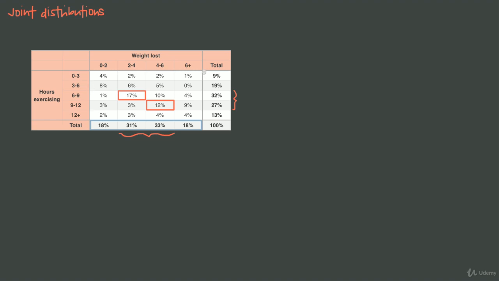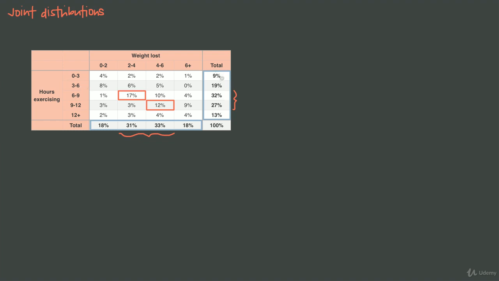In the same way, the marginal distribution for hours spent exercising is this over here. It's the total column, because this 9%, 19%, 32%, this area here gives us the distribution for hours spent exercising by totaling up each row. So we can say 9% of the participants spent between 0 and 3 hours exercising, 19% between 3 and 6 hours exercising, and on down the column.